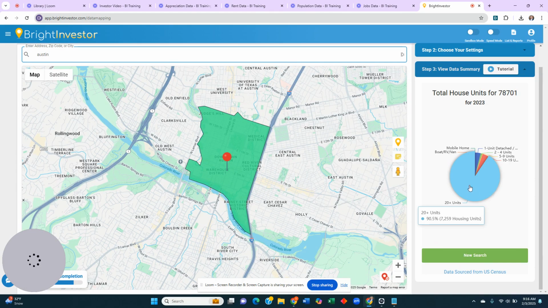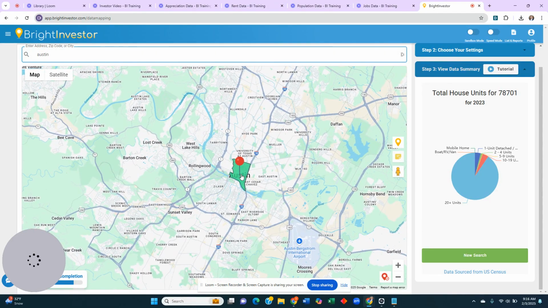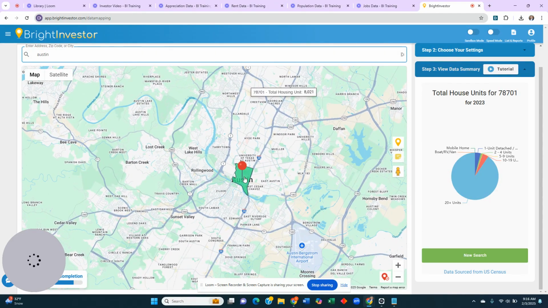90% of the market is apartment complexes that are 20 units or bigger. There's basically no single family houses or other type of product. This is downtown Austin. It makes sense. This is all apartment complexes. My rule of thumb is that whatever type of property you want to buy, that property type should make up 10% of that zip code, at least.